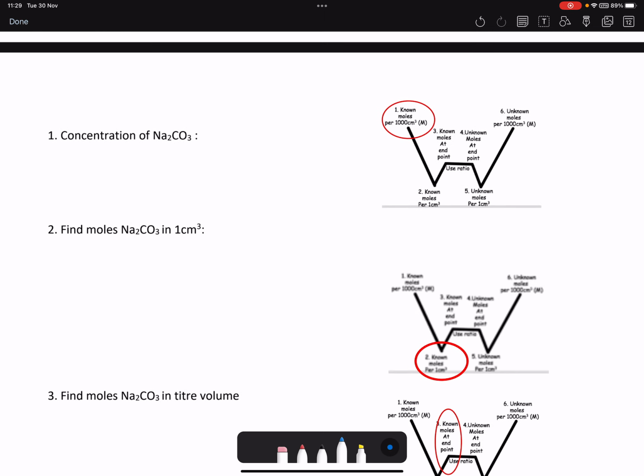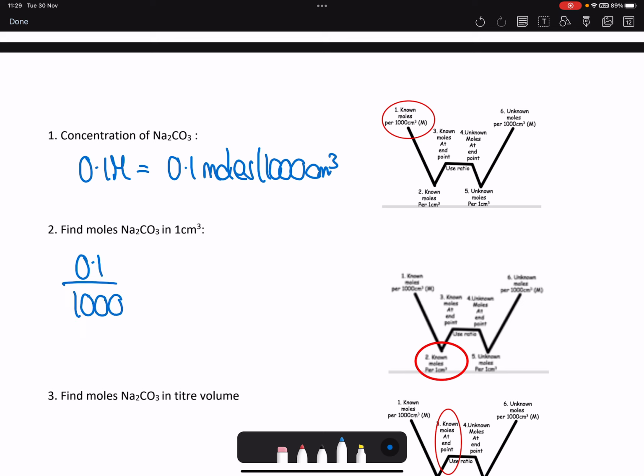So our concentration of sodium carbonate was 0.1 M. That means 0.1 moles per 1,000 centimetres cubed. And that's our starting point. So we need to find what is our moles in 1 centimetre cubed. That's relatively easy. It's 1 divided by 1,000, which is going to give us 1 by 10 to the minus 4 moles per centimetre cubed.